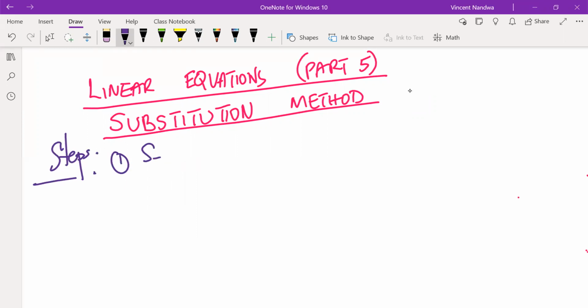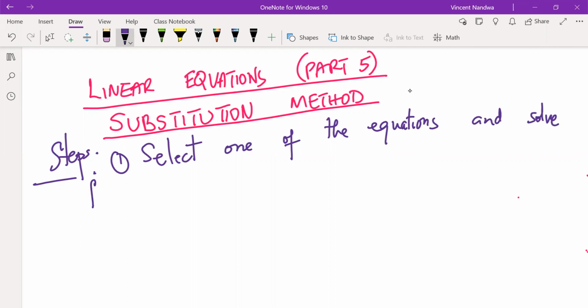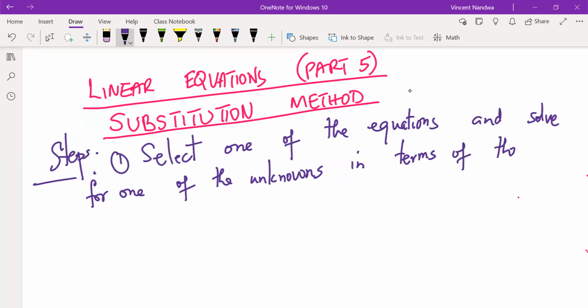So step 1, select one of the equations and solve for one of the unknowns in terms of the other. So select one of the equations and solve for one of the unknowns in terms of the other.